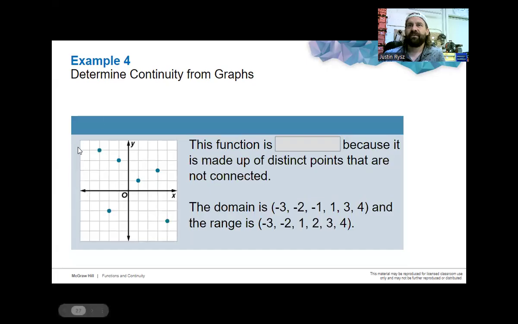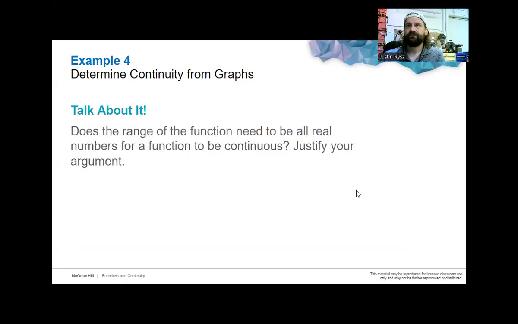All right, now this function is made up of a bunch of points here, totally different. This function is discrete, and it's just because it's made of distinct points, okay? So the domain would be the x numbers, -3, -2, -1, +1, +3, +4. And the range are the y numbers. So if we start down on -3, -2, 1, 2, 3, and 4.